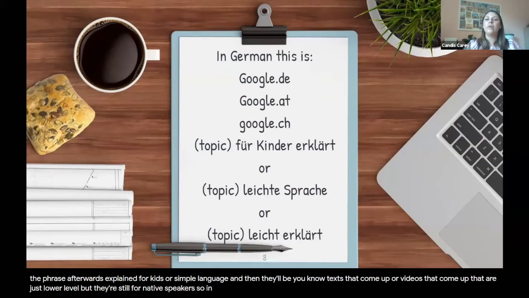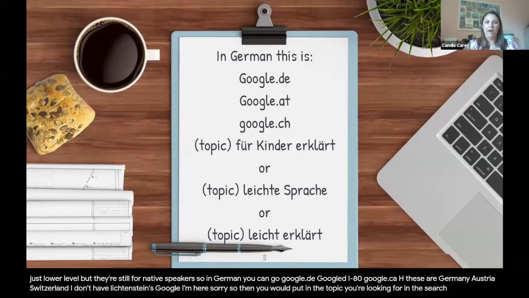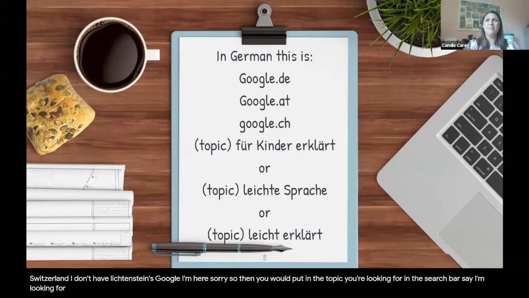So in German, you could go google.de, google.at, google.ch. These are Germany, Austria, Switzerland. I don't have Liechtenstein's Google on here, sorry. So then you would put in the topic you're looking for in the search bar. Say I'm looking for Wasserverbrauch, which is water usage.